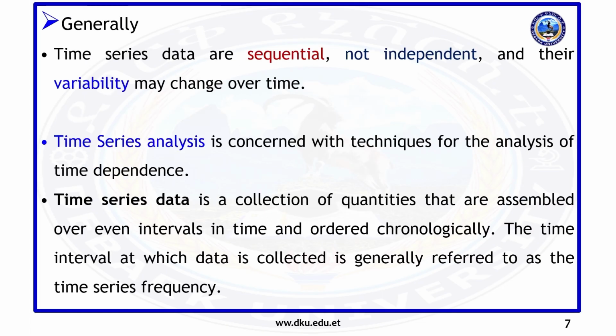Generally, on the characteristics of time series data, time series data are sequential, not independent. This means each observation is often influenced by previous values. For example, today's stock price may depend on yesterday's price. Their variability may change over time. Some periods may be calm with small fluctuations, while others may be more volatile.